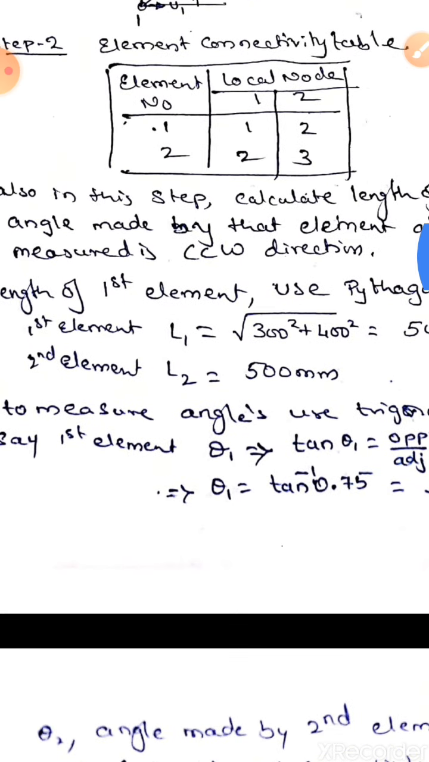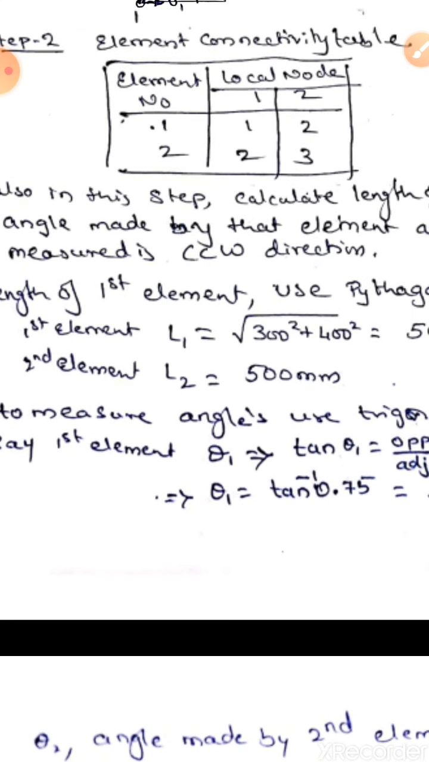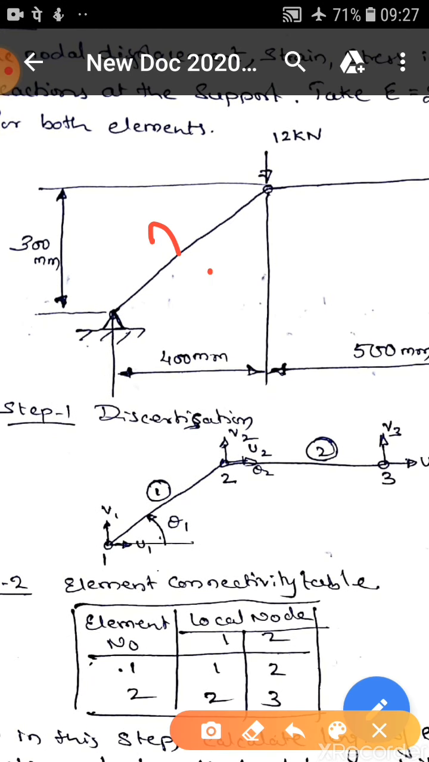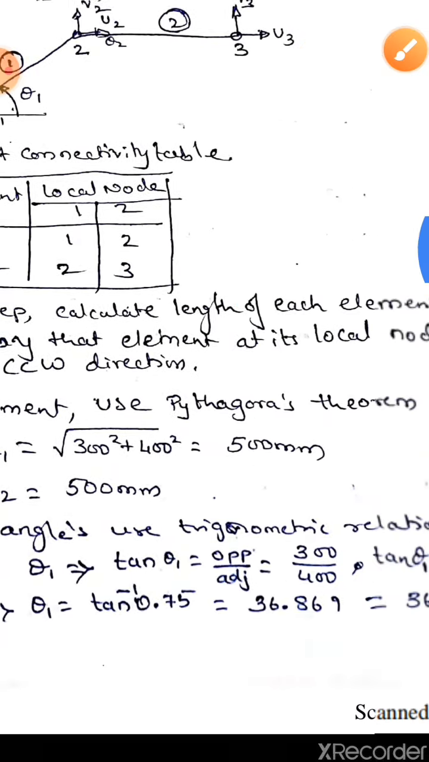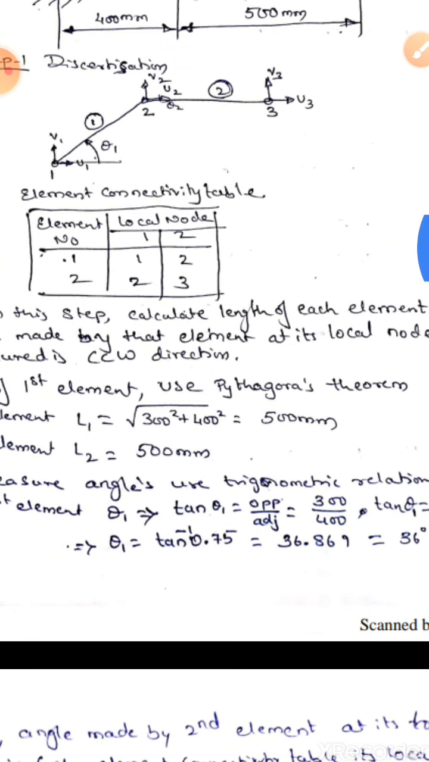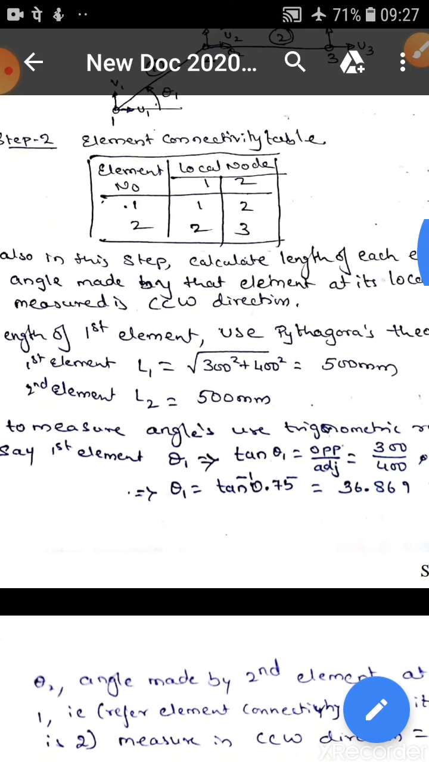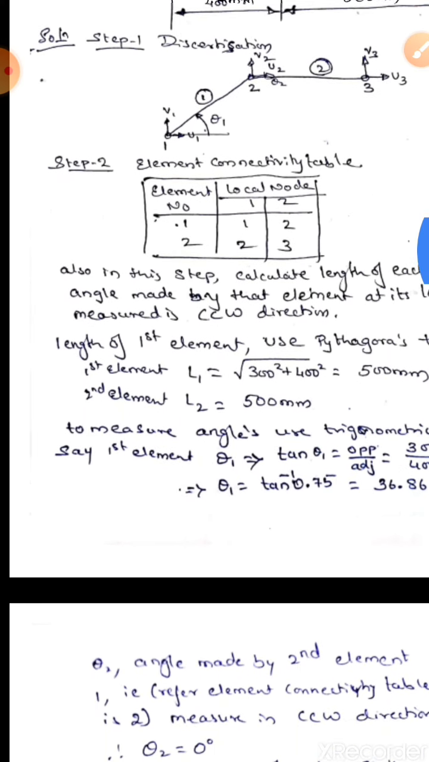Now see here, I have just determined the first value, the length of the first element. I said we have to use the Pythagoras theorem to determine this length. The length of this element is the square root of 400 square plus 300 square. If I remember my childhood, 4 square plus 3 square, the whole root is 5. The length of this first element is 500 mm. Pythagoras triplets, 3, 4, 5. Second element, the length is directly given, that is 500 mm.